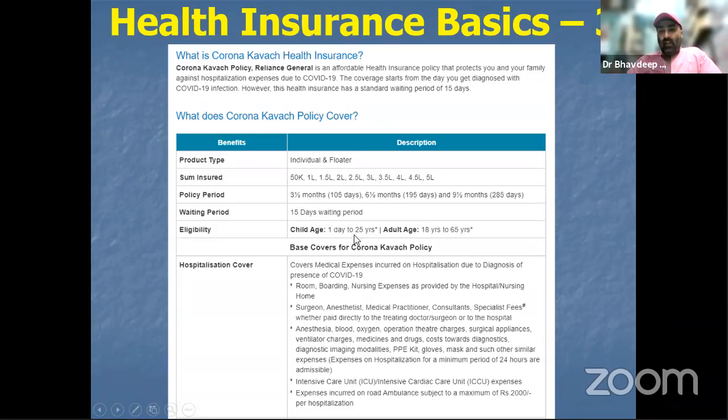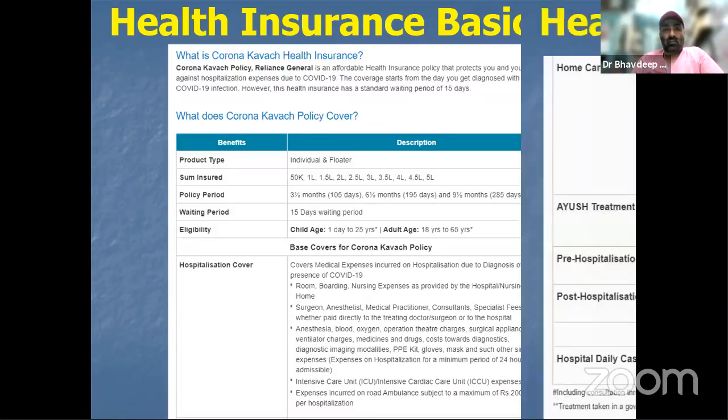Eligibility was 1 day child to 25 years, or adult was 18 years to 65 years. So it depends upon what exactly was covered. So what were the base covers in the policy? Room, boarding, nursing expenses, surgeon charges, anesthetist, specialist fees, then anesthesia, blood, oxygen, operation theater, any kind of PPE kits, gloves, masks, all those were covered. Then ICU expenses, then road ambulance capped at 2,000 per hospitalization. So all these were covered in the Reliance General or the Reliance Nippon Health Insurance Corona Kavach policy, one of the favorite policies in today's times.